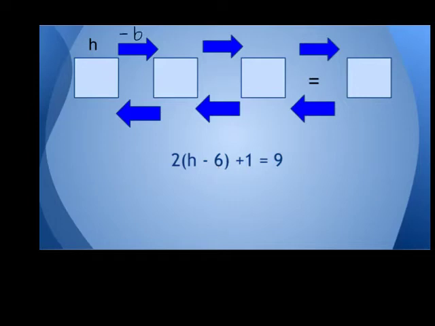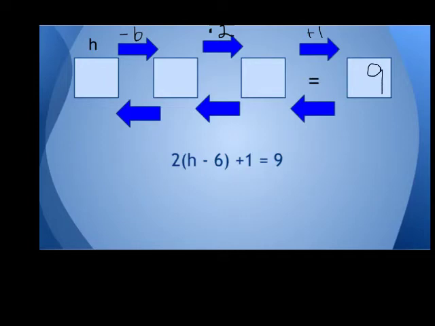H minus 6. Because remember, you've got to follow order of operations. And that says do parentheses first. So first you take 6 away. Then you're going to do times 2. So write that in as our next step. Times 2. 6 is subtracted. Then we multiply by 2. And the last thing is that we add 1. Add 1 and the result is 9.